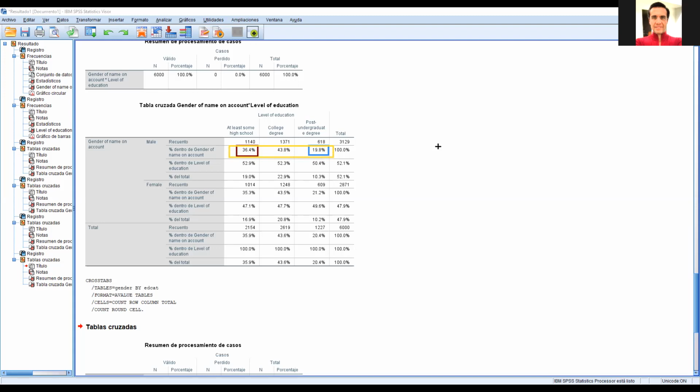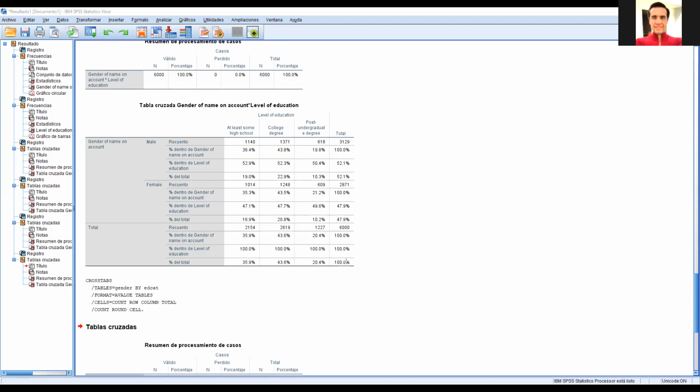So if I ask you, for males, which is the most common level of education? College degree, exactly, 43.8%. That's it. That is the most common one. We can do exactly the same with females.